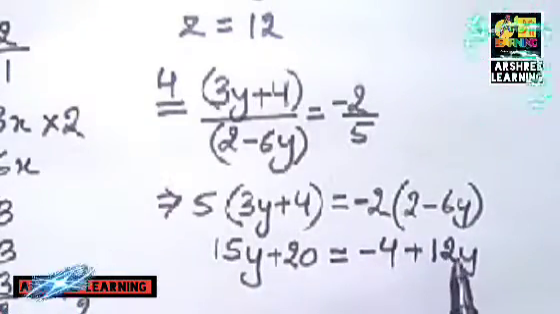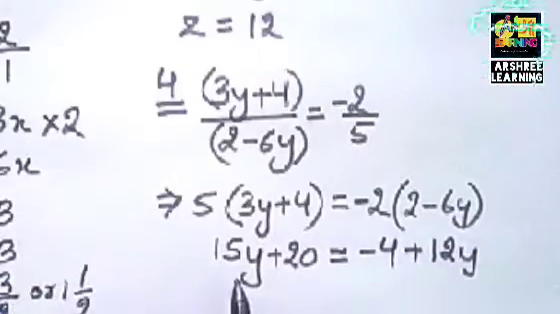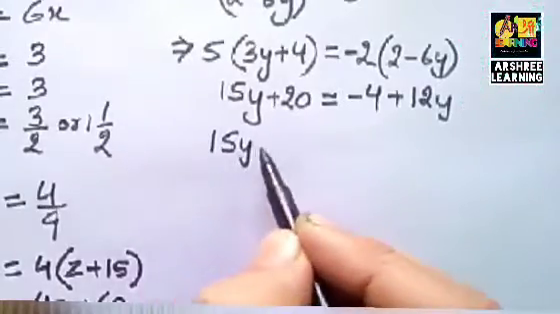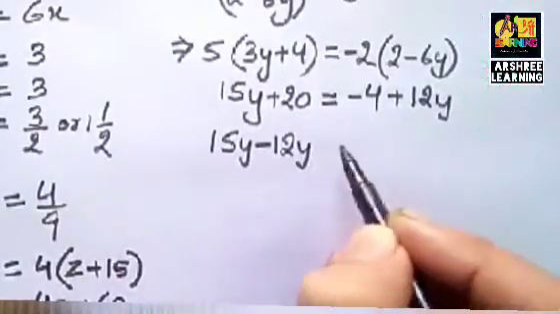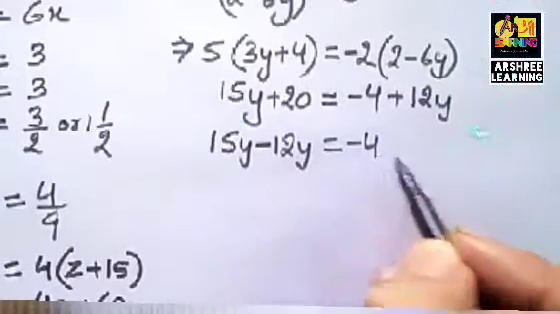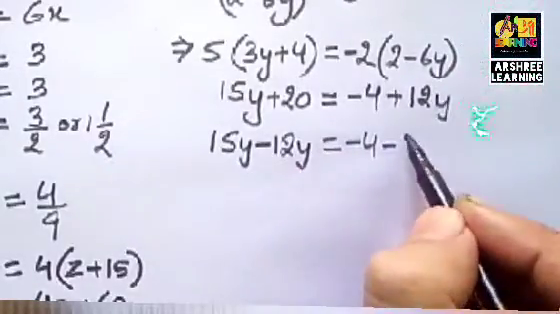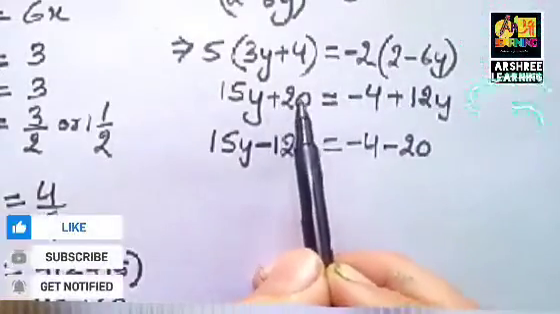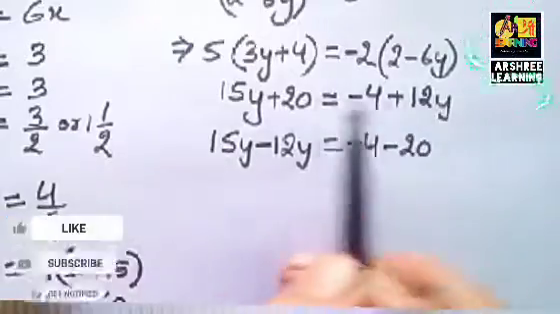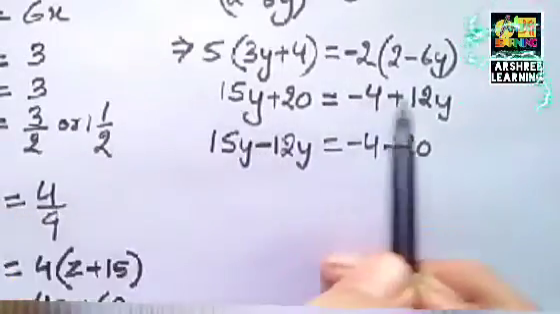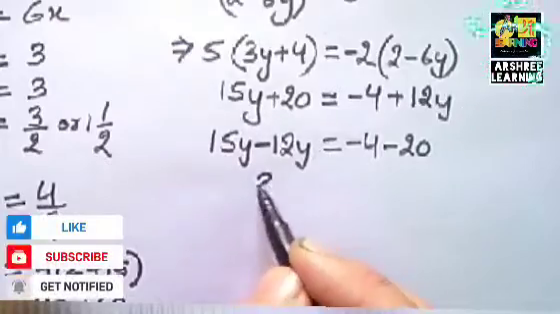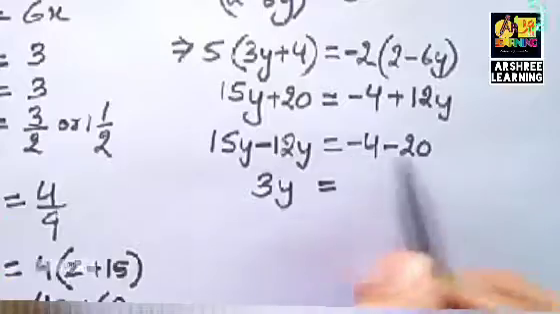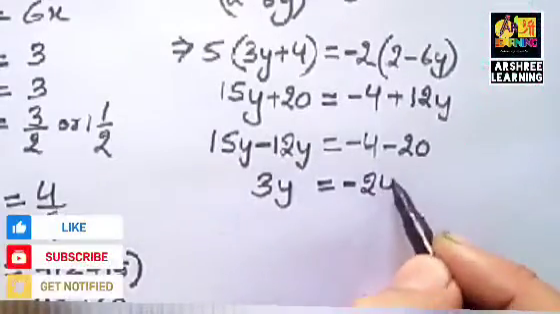Now it becomes the question like previous exercise. 15y and 12y are like, so you bring them together. 15y minus 12y is equal to minus 4 and bring 20 on the right side, it will become minus 20. 12y will come on the left side, 20 will go on the right side. So when you change the sides, you change the sign. So 15y minus 12y will become 3y and minus 4 and minus 20 will become minus 24.